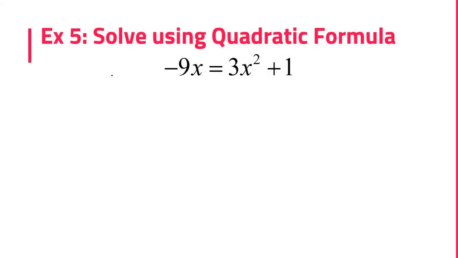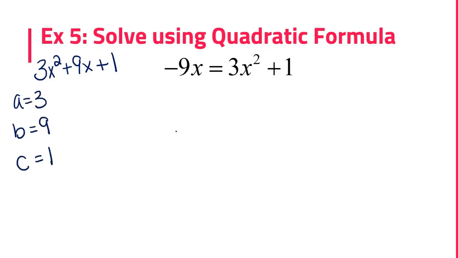Let's try the fifth problem. I'm going to move the 9x over. So I'm going to get 3x squared plus 9x plus 1. So my a is 3, my b is 9, my c is 1. You should pause the video and see if you get the same answers as I do. That way you can make sure to see how you do.